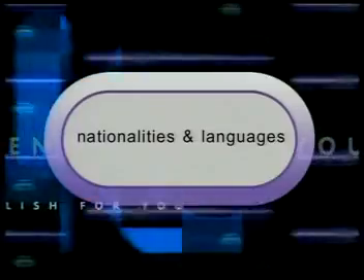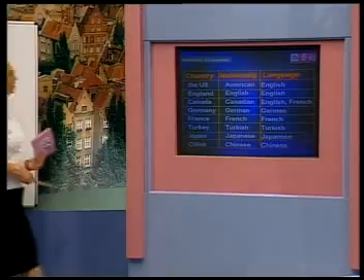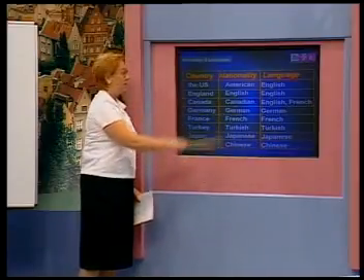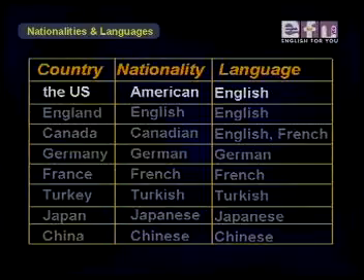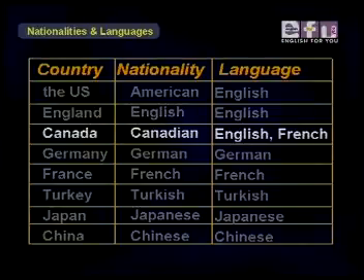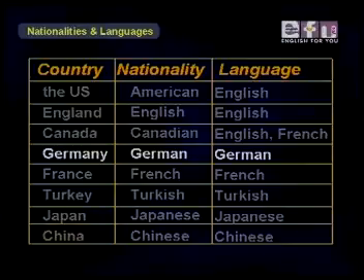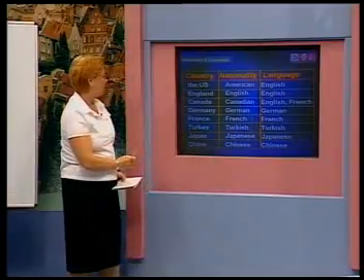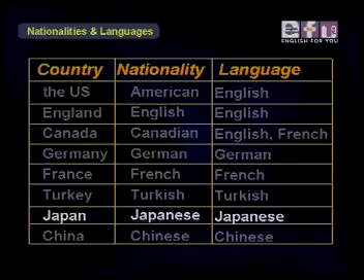Nationalities and languages. Now, here is more information about, we saw the country, we saw the language, now nationality. So, the U.S., American, English is the language. England, English, and English. Canada, Canadian, and English and French. Germany, German, German. France, French, French. Turkey, Turkish, Turkish. Japan, Japanese, Japanese. And China, Chinese, Chinese.